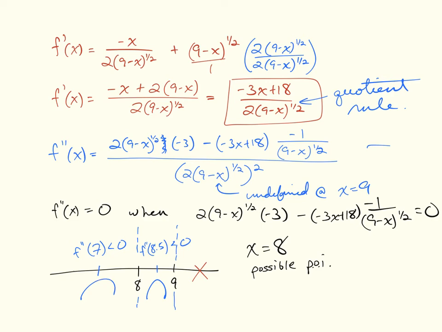So the x value of 8 is where a possible point of inflection was. We just showed that since the concavity did not change at 8, this is not a point of inflection. So that tells us there are no points of inflection here. I promise we're getting close to the end.